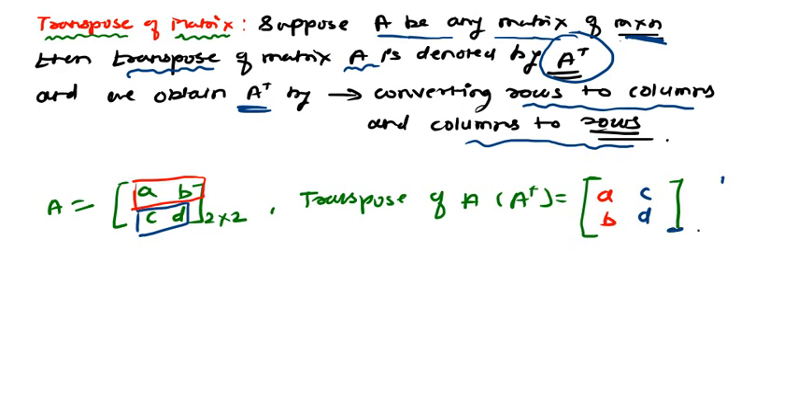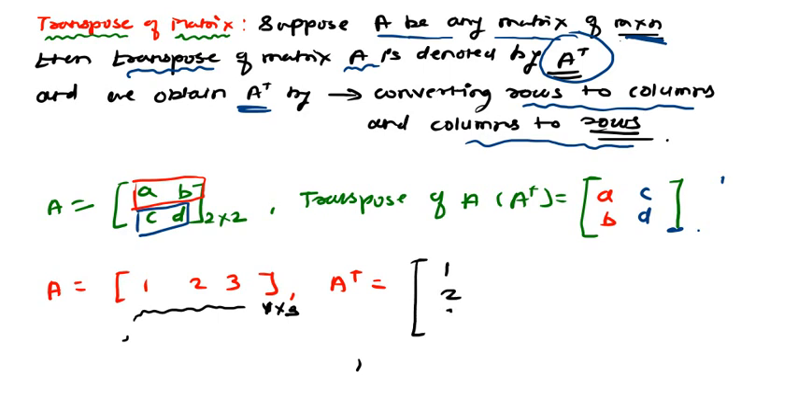Okay, now if I take one more example, suppose I take the matrix A equal to 1, 2, 3. Then the A transpose will be... now if you observe, this matrix is of order 1 by 3. Then what will be the transpose of this matrix? What is the definition? The definition says convert rows to columns and columns to rows. Now in the given matrix there is only one row, 1, 2, 3, so that will become the only column in the matrix A transpose.